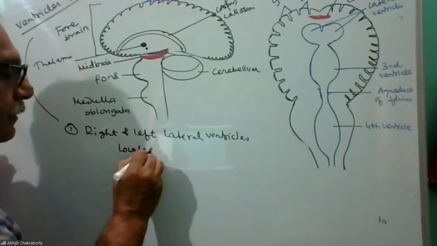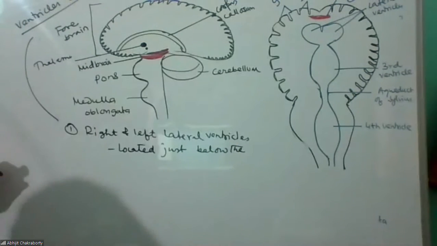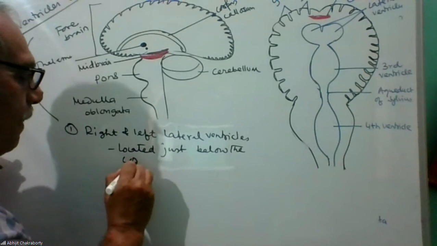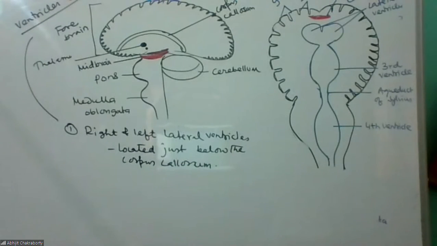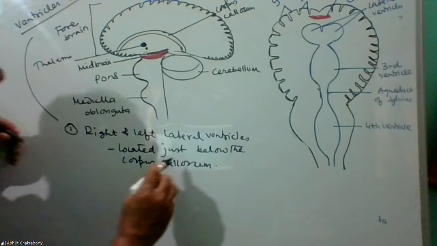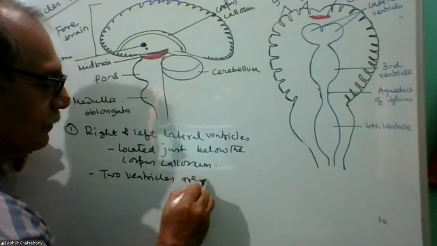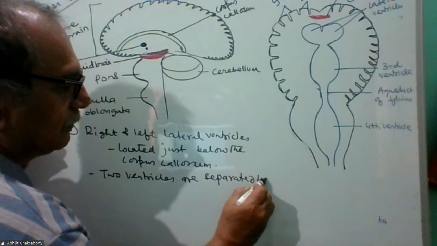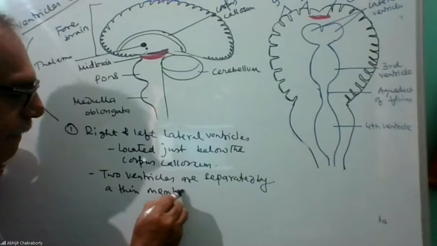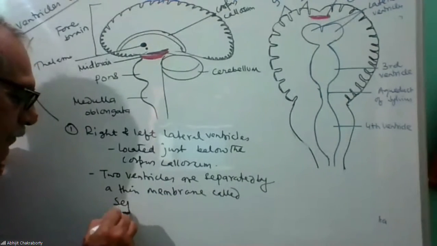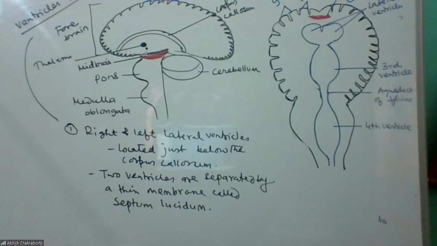Located just below the corpus callosum. Two ventricles are separated by a thin membrane called septum lucidum.